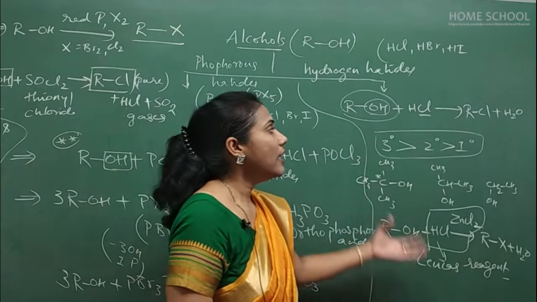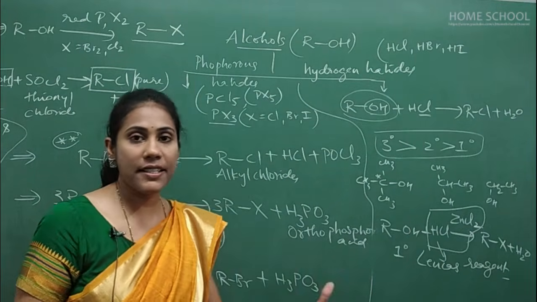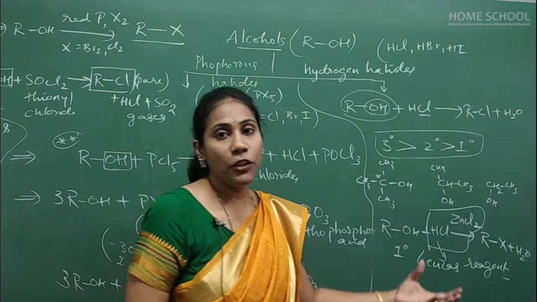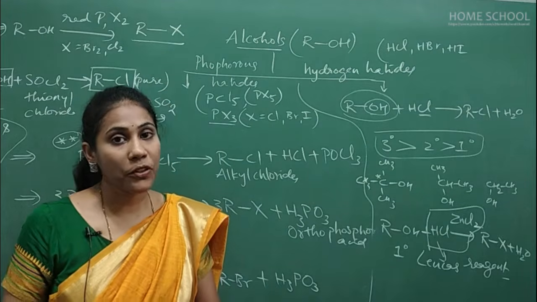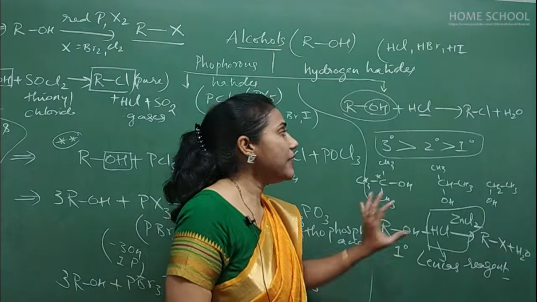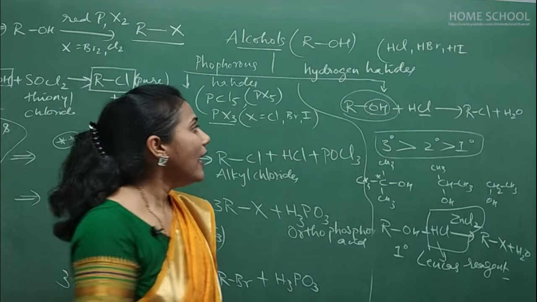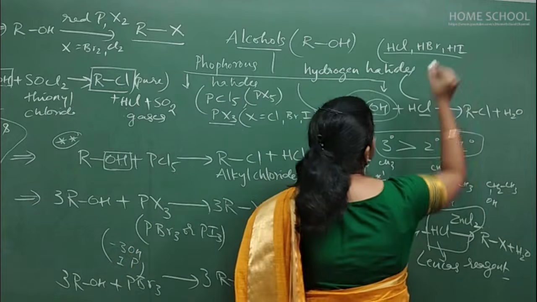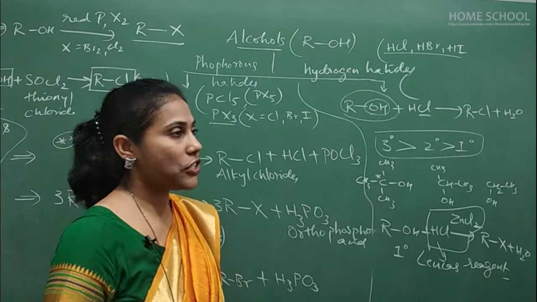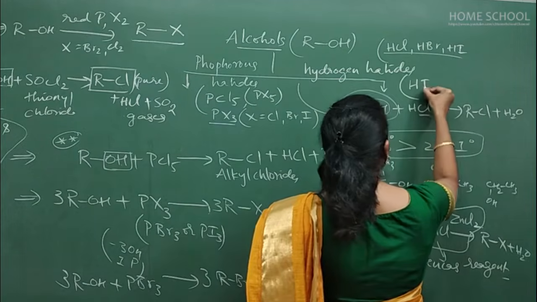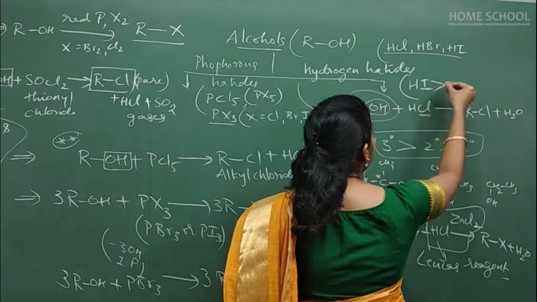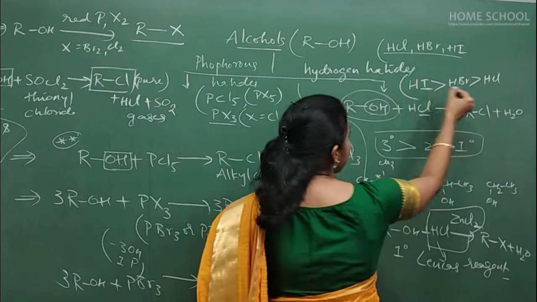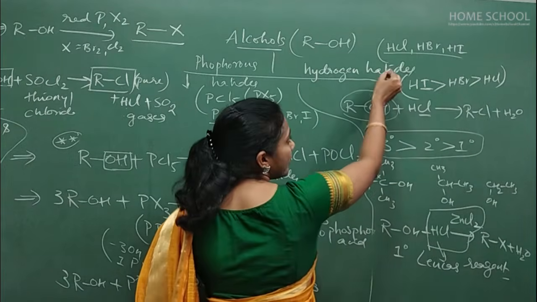This reaction is repeated in the next chapter, the alcohols chapter. There we study in detail all about the Lucas test, Lucas reagent, etc. As of now, just try to understand this much. Among the hydrogen halides, you have three types: HCl, HBr and HI. HI will react very nicely compared to HBr, and HBr is more reactive than HCl. This is the order of reactivity of hydrogen halides.